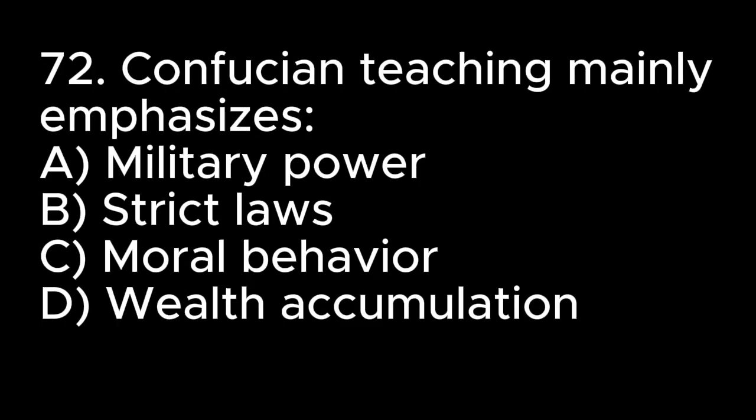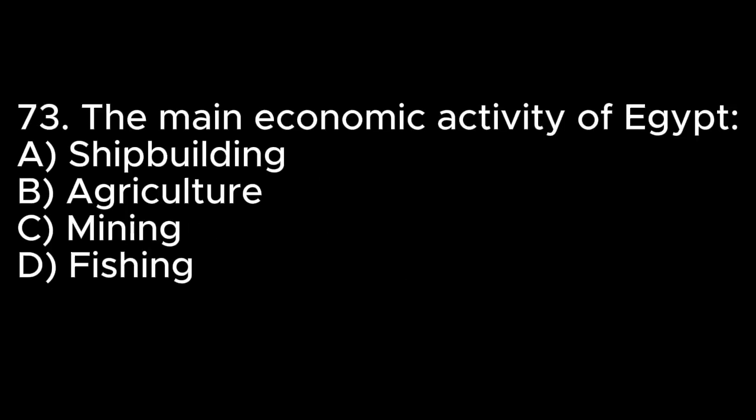72. Confucian teaching mainly emphasizes A. military power. B. strict laws. C. moral behavior. D. wealth accumulation. Answer: C. Confucius stressed ethics and good conduct. 73. The main economic activity of Egypt. A. shipbuilding. B. agriculture. C. mining. D. fishing. Answer: B. Egypt depended on Nile-based farming.